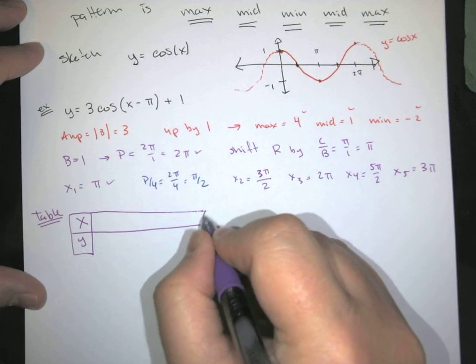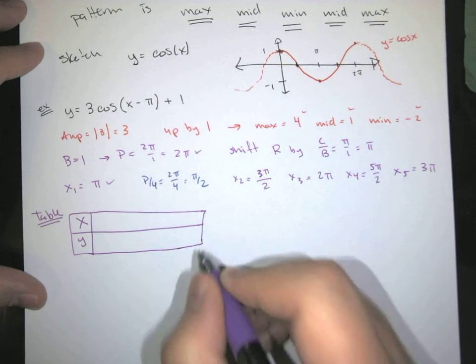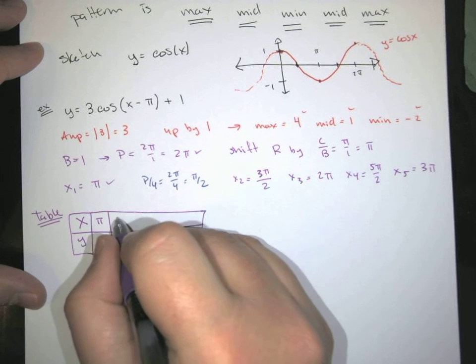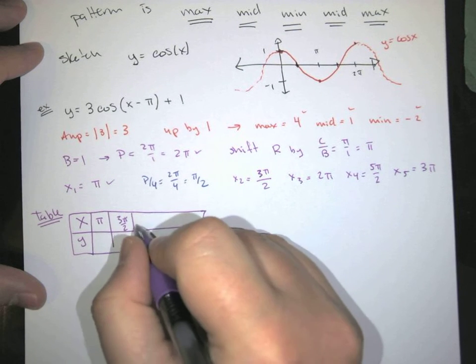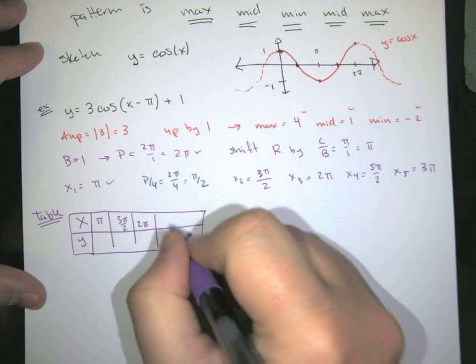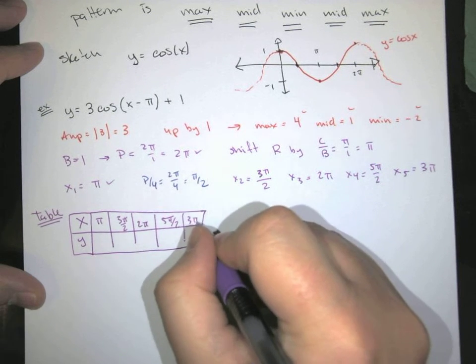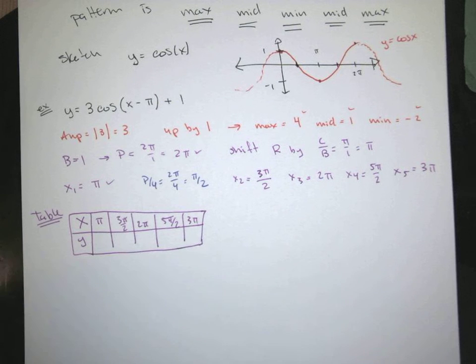X and y. So pi, 3 over 2, 2 pi, 5 over 2, 3 pi. And then the big change, right?